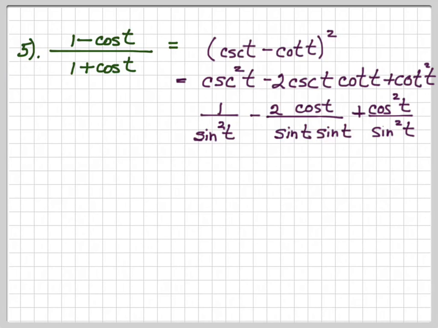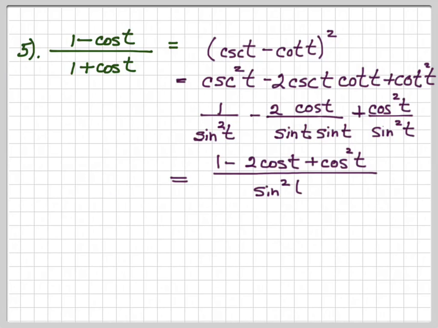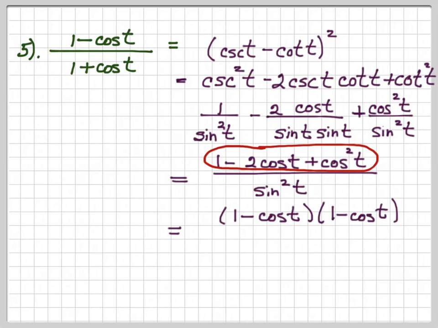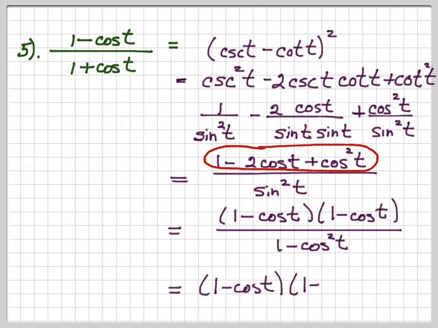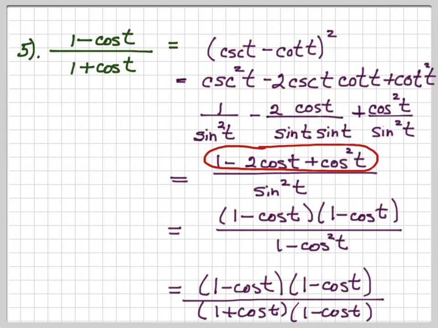So my denominator is going to be sine squared t, and I can just gather my numerator. 1 minus 2 cosine t plus cosine squared t. And now I have to recognize once again that this is a perfect square. This is 1 minus cosine t times 1 minus cosine t over 1 minus cosine squared t, because I'm changing that with my Pythagorean identity. So this is 1 minus cosine t, 1 minus cosine t over 1 plus cosine t, 1 minus cosine t. Look what cancels out, and lo and behold, we have what we're looking for.